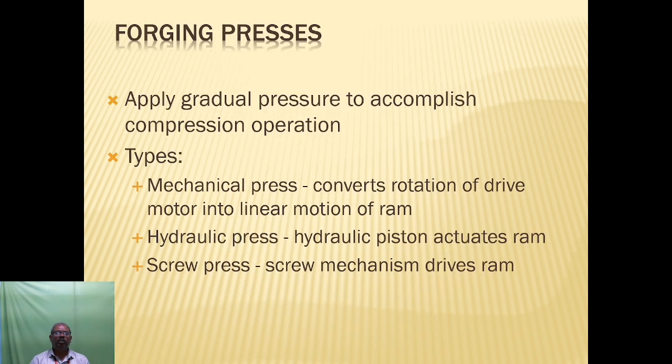Forging presses. To apply a gradual process to accomplish compression operation, forging presses are used. The types of forging presses are mechanical press, hydraulic press, and screw press. Mechanical press converts rotation of drive motor into linear motion of ram. In hydraulic press, hydraulic energy is used to actuate the hydraulic piston, which is connected with the ram. In screw press, the screw mechanism drives the ram.